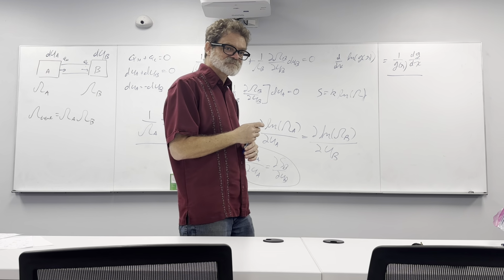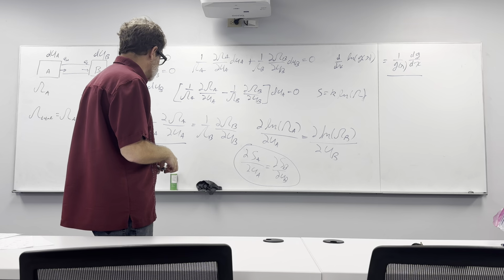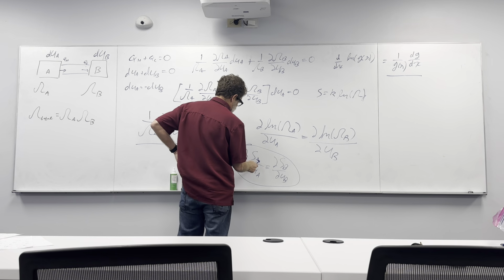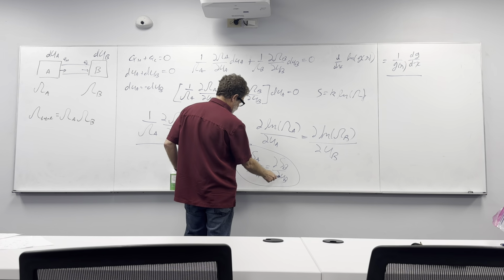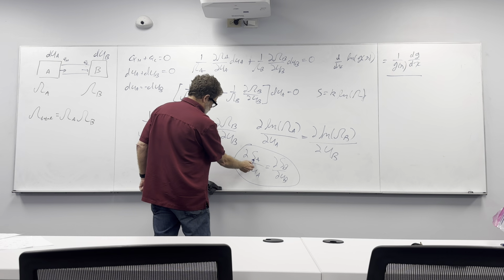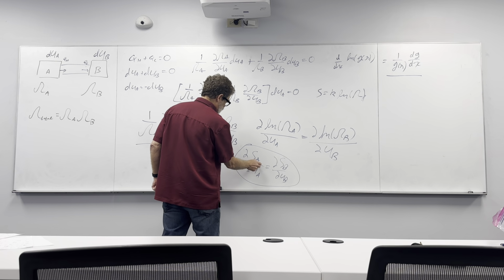Yeah, that makes sense. What's in the numerator? Is it partial S sub A, partial S sub B? Yeah, so this is the entropy of A, the entropy of B.